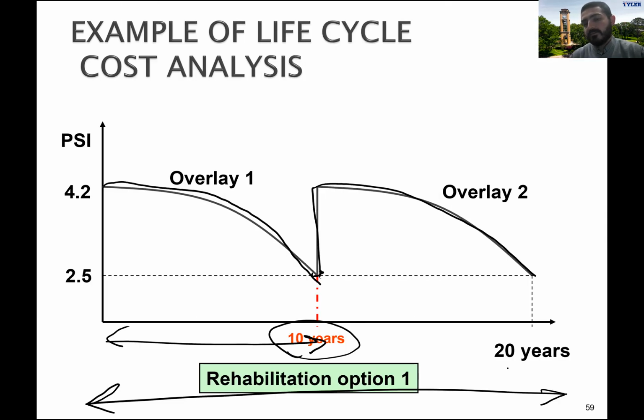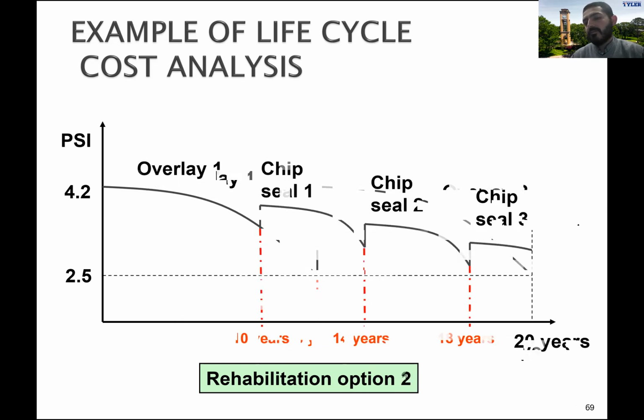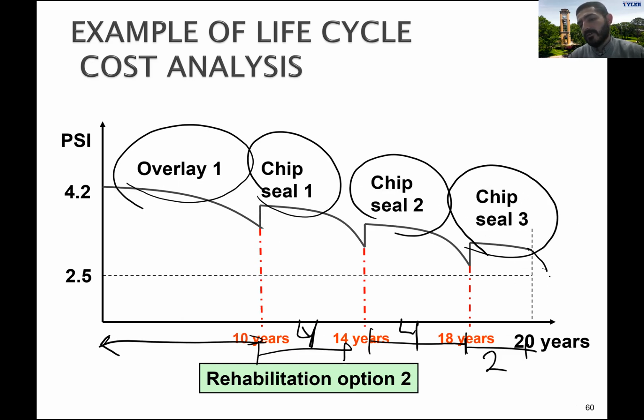But at this stage, there's no salvage value. Here, again, it didn't go down to the failure point, which is 2.5 out of 5 on this scale. It actually got truncated at this point right here. And the question is, which one is more efficient? So we have to go through the life cycle cost assessment.